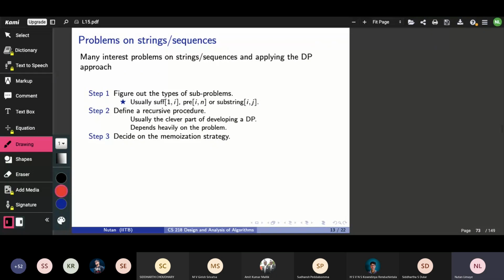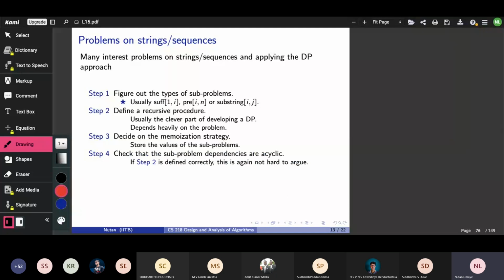Then the next thing is to decide your memoization strategy. Typically, what will work is to store the optimal values for subproblems. Then check that the subproblem dependencies are acyclic. Again, as I had said earlier, if you have defined your recursion very well and your subproblems are defined correctly, so the clever part is correctly done, then this should not be very difficult to argue. We will see in a couple of examples next.